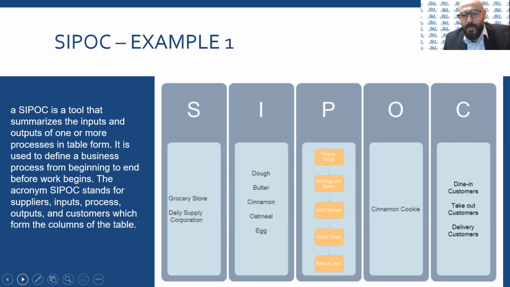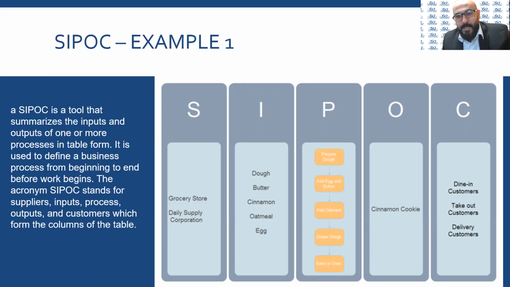The SIPOC stands for supplier, input, process, output, and customer. These are summarized in a table that will help you to understand the situation. So let's take a look at this example. For the supplier here, we have a grocery store, daily supply corporation. As the input, we have dough, butter, cinnamon, oatmeal, and egg.